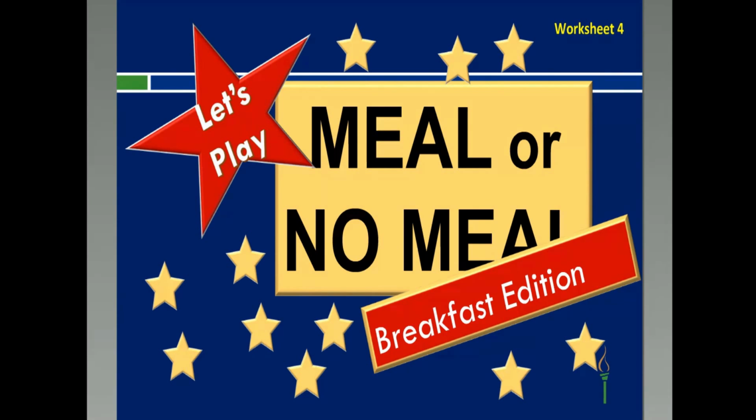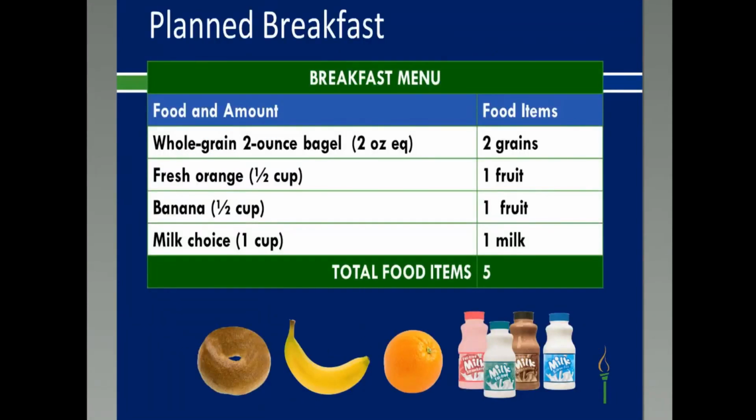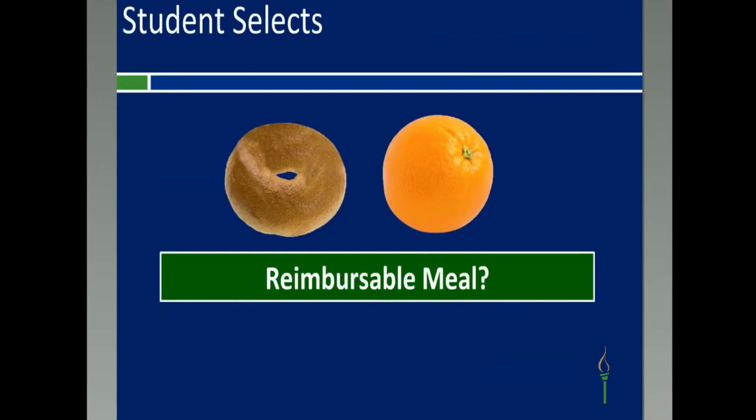Now we're going to play that same game, deciding whether a given meal is reimbursable or not at breakfast time. Here's our plain breakfast: a bagel, which we are indicating equals 2 grains, 1 fruit for the orange, and 1 banana as another fruit, and then their milk choice.